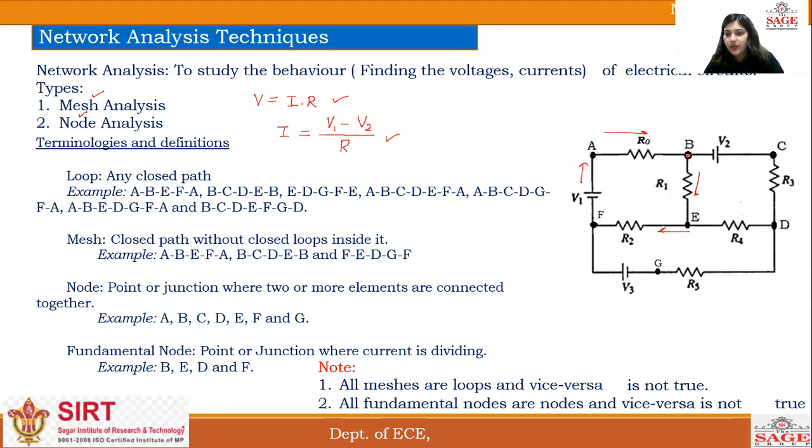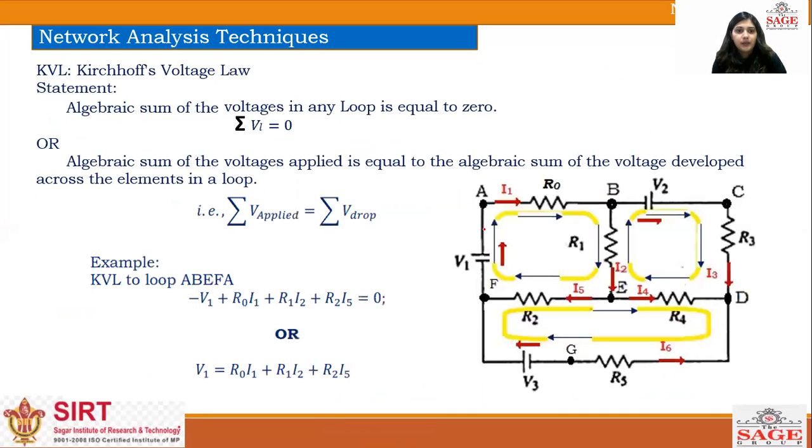And if we talk about B, there are 1, 2, and 3 elements connected, and they are joining together at node B. So this B is also called a node. So we have seen what a loop is and what a node is. Now we will talk about how to solve mesh and node, the very fundamental things for solving networks. So we will move ahead.